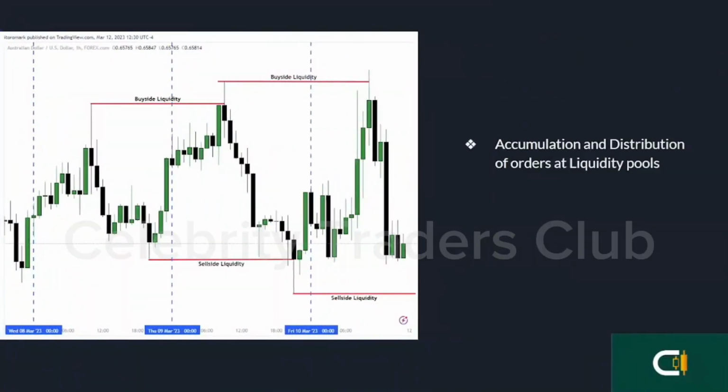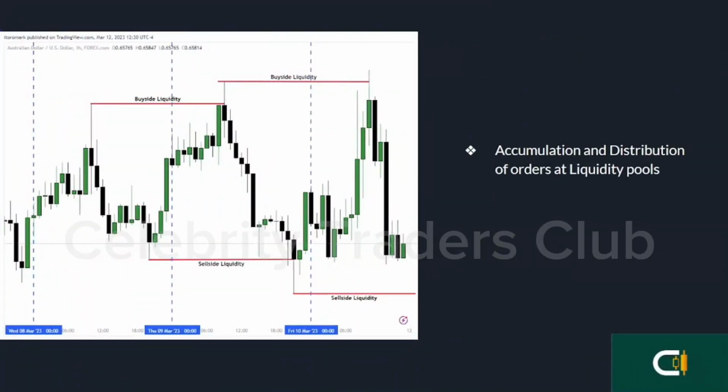Now, coming to the chart, this is basically what I mean by accumulation and distribution of orders at a liquidity pool. As you can see here on the chart, this is buy side liquidity and this is sell side liquidity. This is buy side liquidity and this is sell side liquidity. This is another buy side liquidity, and so on and so forth. So for price to move efficiently in the market, buy side liquidity, there must be an offset of positions here.